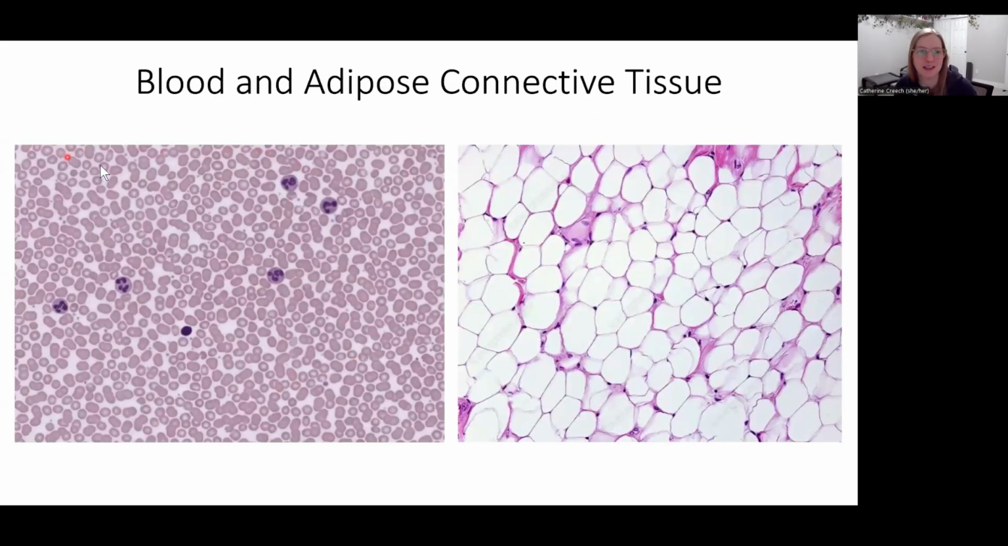This is blood. Each one of these pink dots is a red blood cell. They're really small. These purple structures, these are white blood cells. So these are probably macrophages. That might be a basophil. And then if you look here, there's these little pink dots in between your red blood cells. Those little pink dots are platelets.